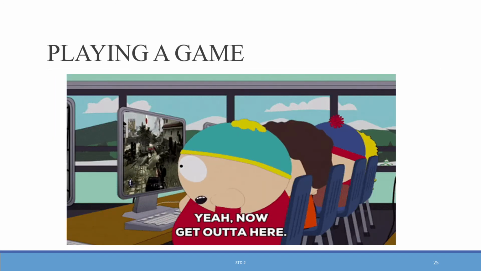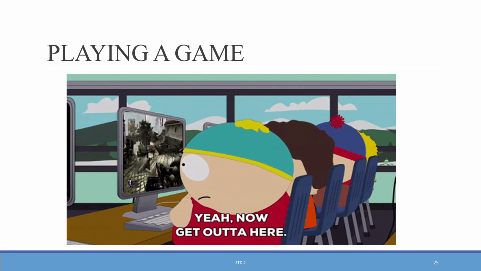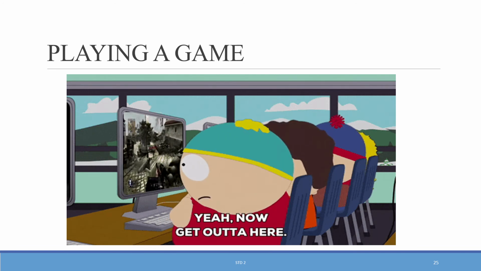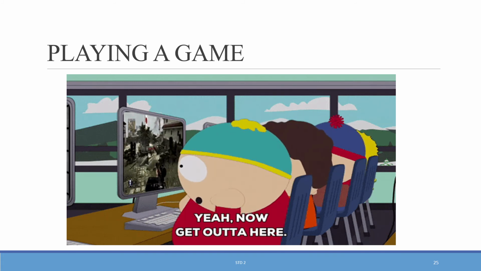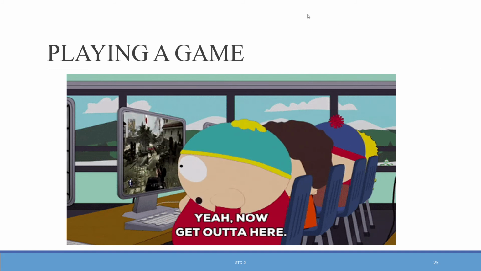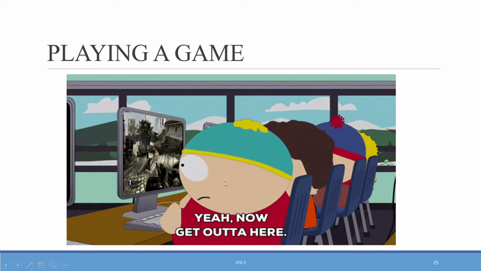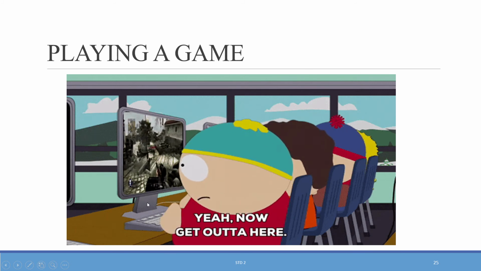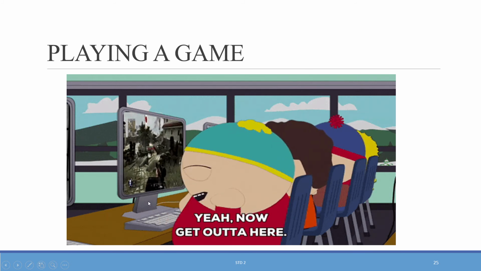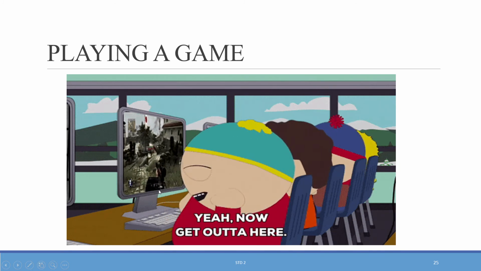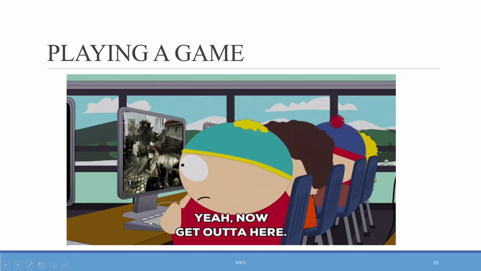Now the next one, playing a game. See here, I am showing one picture also. See this boy, he is talking and playing the game on a computer. You can see here. See this boy, he is talking and playing the game, right? So the computer is used to play games, right?